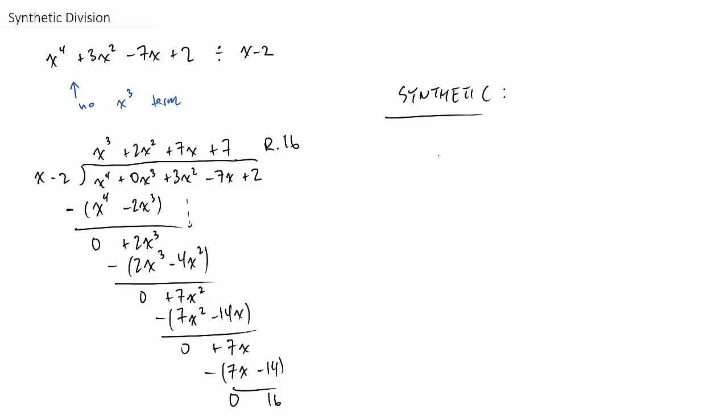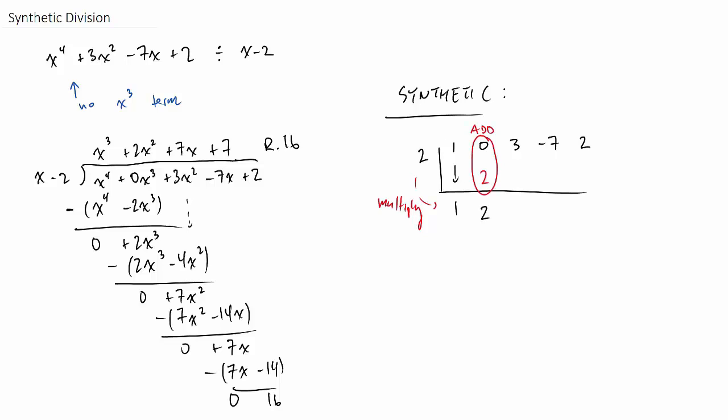and to see how this compares to the synthetic version. So when we do synthetic, we take the coefficients of the original there, so 1, 0, 3, -7, and 2, and what we do is we divide them by the potential root. So in this case, it's 2 because x minus 2 would have had a root of 2. Now the difference here is we multiply instead of divide, and we add instead of subtract. It's much quicker, we don't have to write as many letters down. We end up with the exact same result as what we had before.